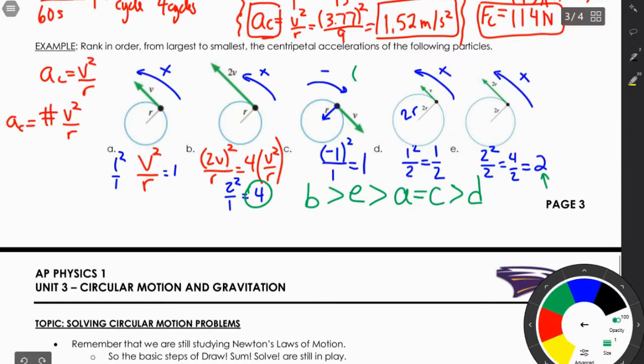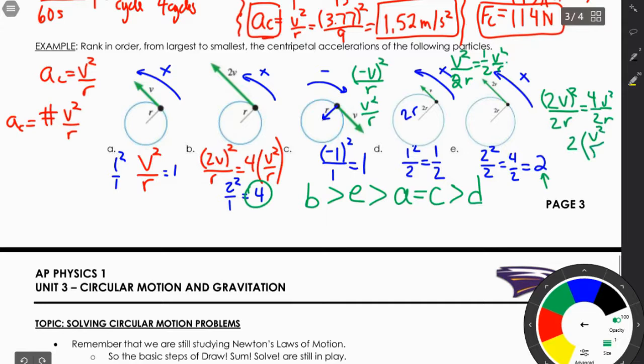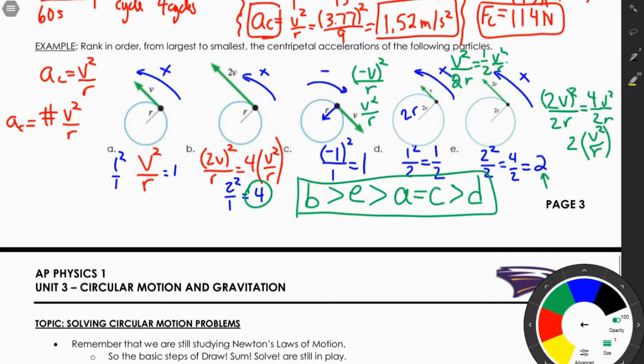And if I want to go back and do the equation, well, look what happens. I get v squared over r. Here I'll have v squared over 2r, right? And so it's 1/2 v squared over r. And notice I'm getting the same fraction there. And so this would be 2v squared over 2r. And so I get 4v squared over 2r, which ends up being 2 times v squared over r. So whichever method I use, I still get the same answer because I still get the same fractions out in front. So I get B is greater than E, which is greater than A equal to C, which is greater than D.